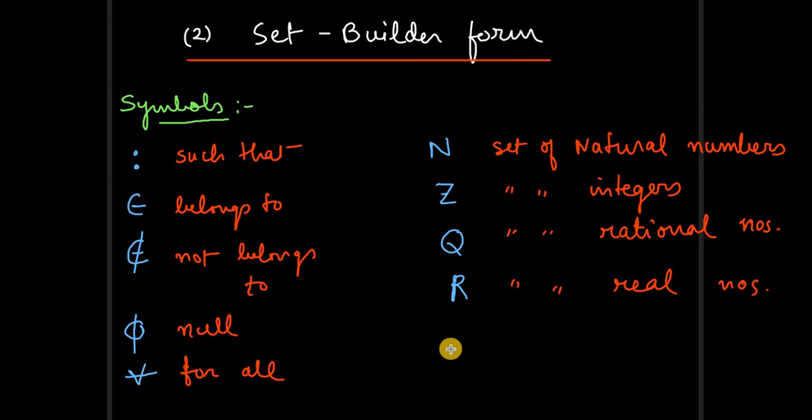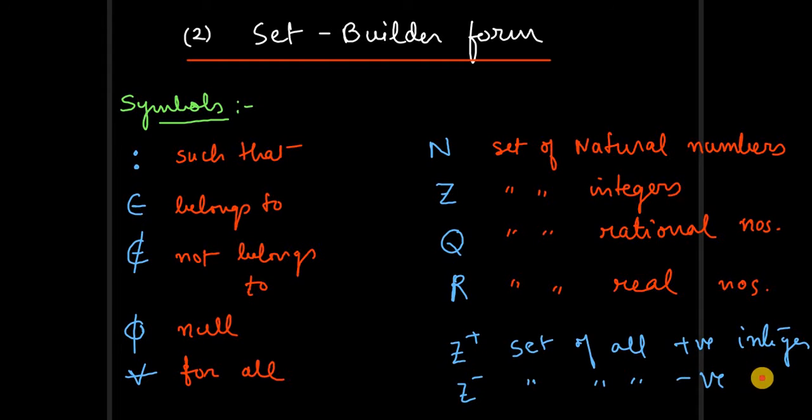Right. Now if I write Z plus, that means set of all positive integers, and if I say Z minus, that is set of all negative integers. Similarly we have Q plus and Q minus for the set of all positive rational numbers and negative rational numbers, and R plus and R minus for the set of all positive real numbers and set of all negative real numbers. Similarly we have all these things.